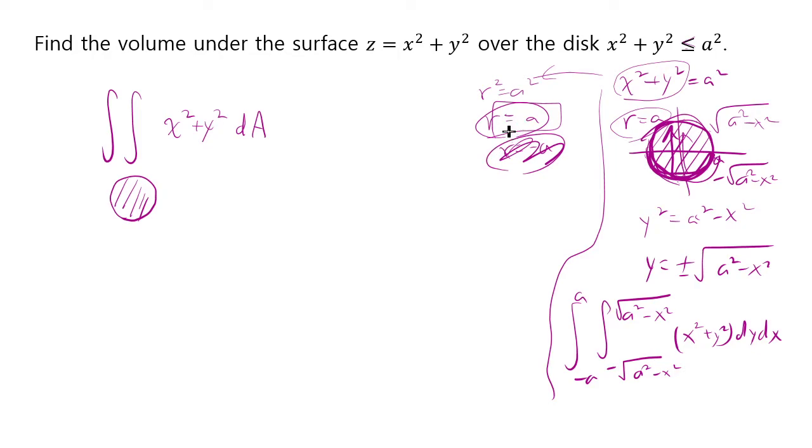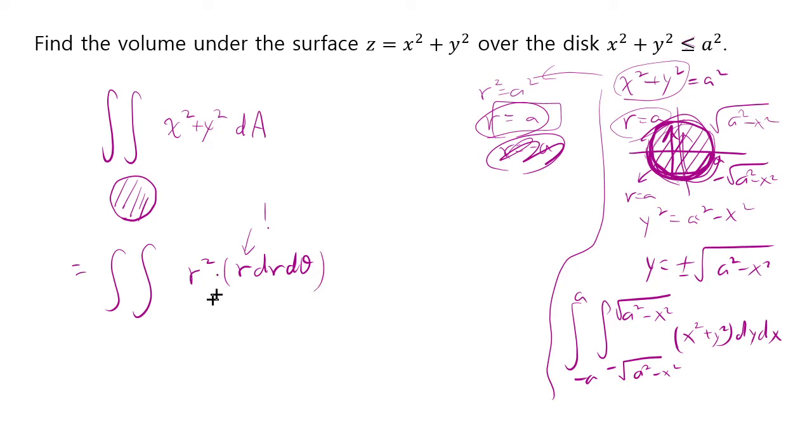Alright, so we know that the outside circle is r equals a. And therefore, first, x squared plus y squared, that's r squared. dA is r dr d theta. Please don't forget this r.